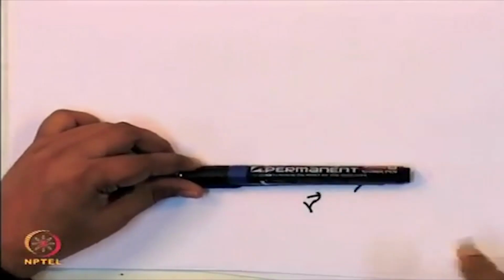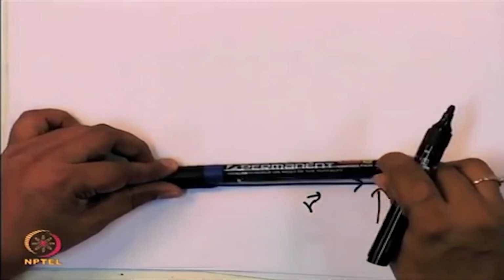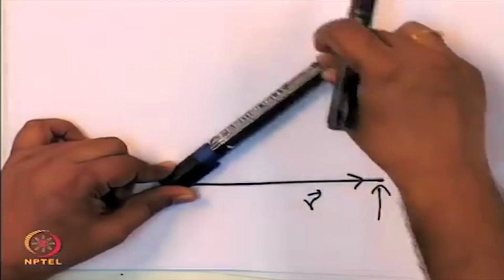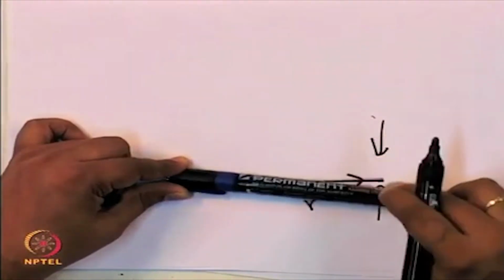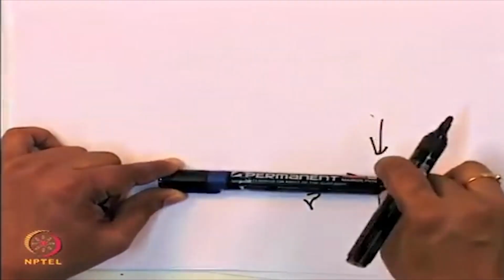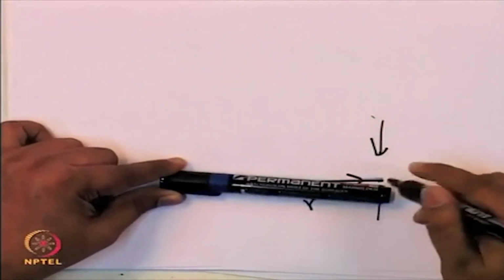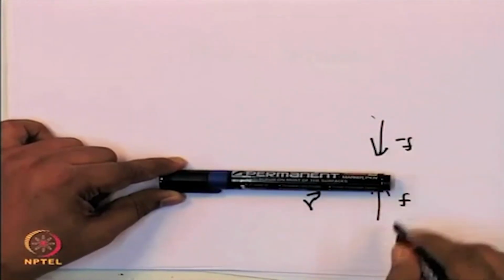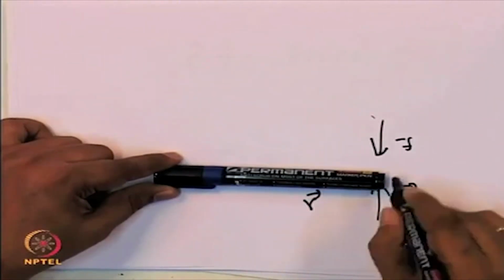Then, what I am doing is applying a force here. If I apply a force in this direction, this will rotate in this particular direction. If I apply a force in this direction, it will rotate in this direction. So, this will be a counterclockwise rotation, and this will be a clockwise rotation. So, there is a direction of the force. If you call this plus f, and this minus f, this is a force you are applying in the y direction.